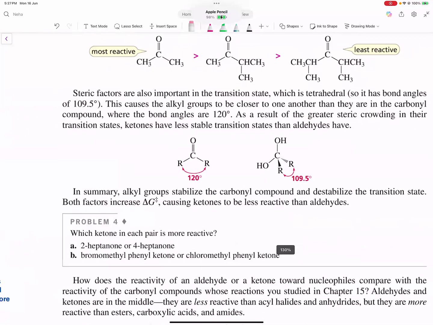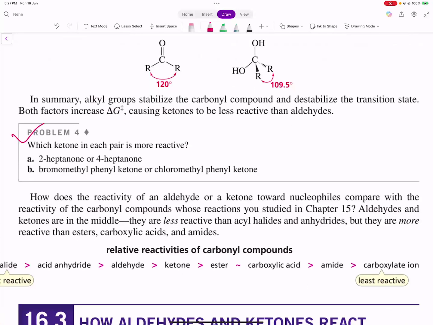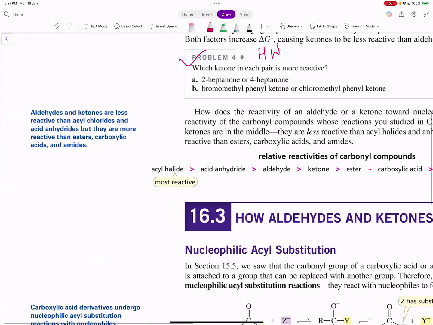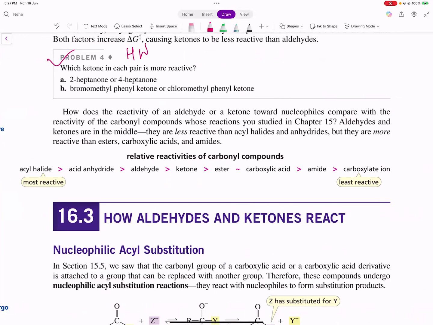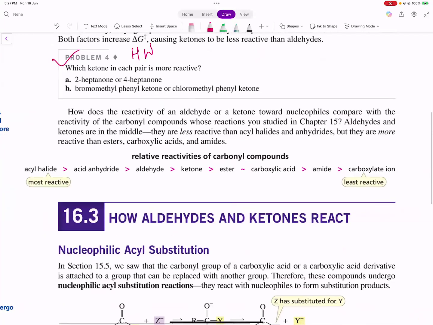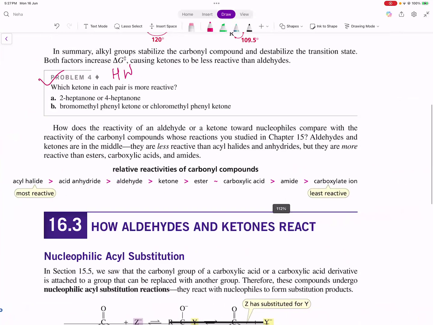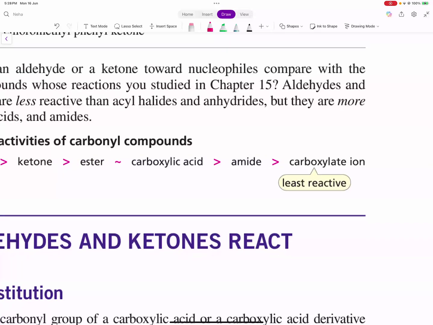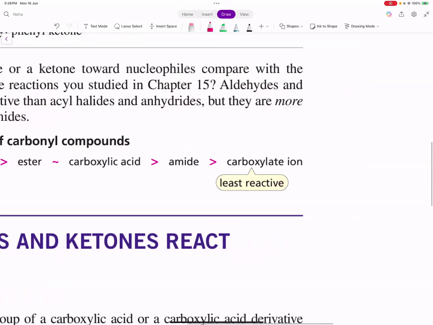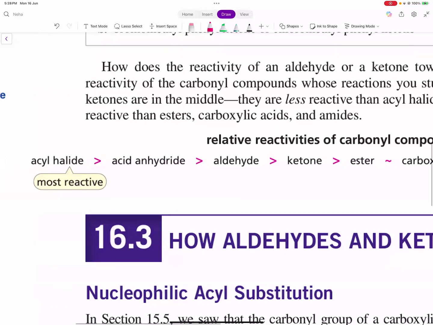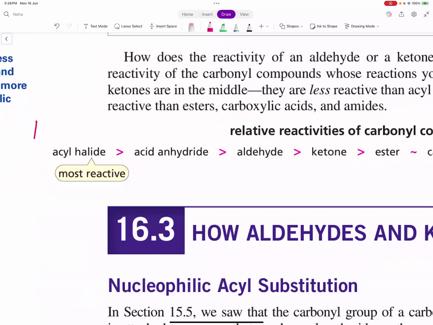So steric repulsion is playing an important role. Problem 4 you have to do, so I'll just write homework. It's very simple. Now, the relative reactivities of carbonyl compounds. Acyl halide and acid anhydride are much more reactive, because of the positive charge. Immediately they are followed by aldehyde and ketone, because in ester, carboxylic acid and amide, the resonating structures have started becoming important. In acyl halide and acid anhydride they are not very important, so the positive charge is not getting destroyed.